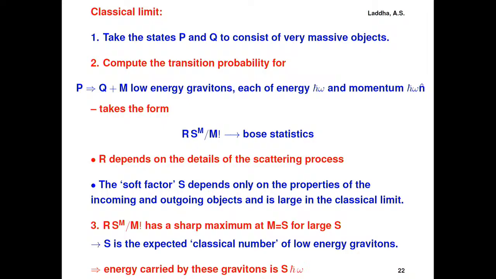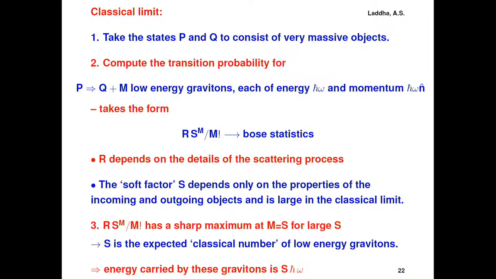So this was a quantum process, right? A set of particles coming in, a set of particles going out. Now we want to understand how to take the classical limit. Probably it's familiar to most of you that classical physics applies to big objects. So we take the classical limit by taking the incoming and outgoing states in P and Q, the particles which are coming in and going out, to be very massive, very energetic objects. Then we calculate the transition probability for P going to Q plus m low energy gravitons.